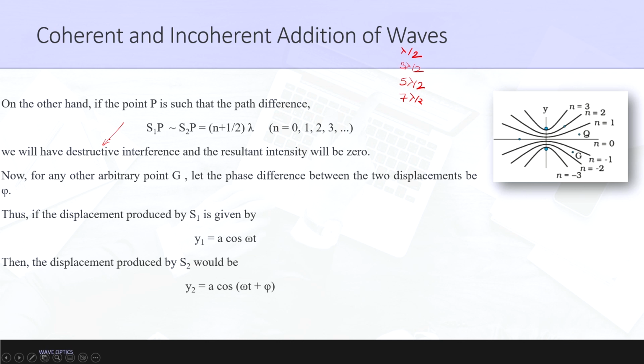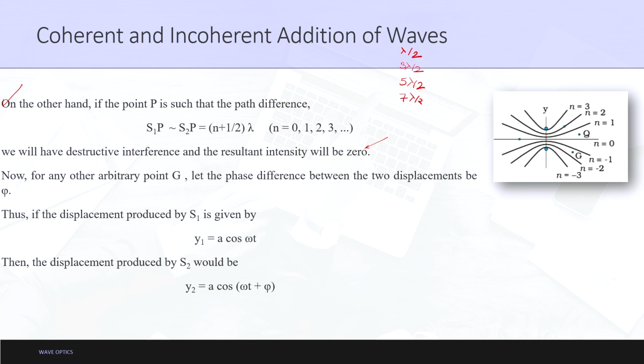The last one was for constructive interference, this is for destructive interference, and hence the resultant intensity will be 0. Last time the intensity was 4 I naught; here, because everything gets cancelled, the intensity will be 0. So, this was the final conclusion of everything we learnt in the last 3 to 4 slides. Now, this thing is done.